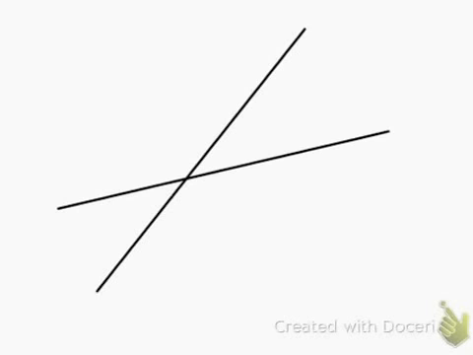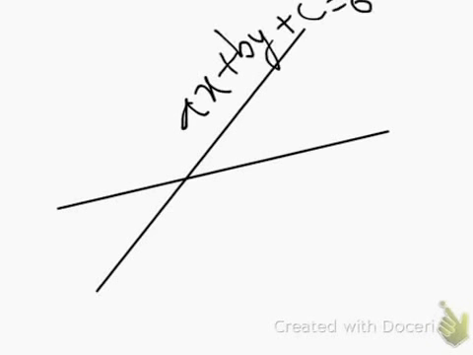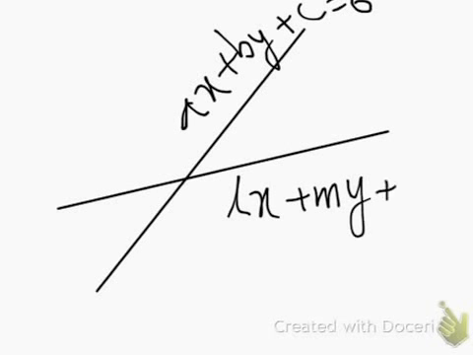Also, there is one more very important topic which is more important from the competition point of view, especially advanced point of view, called the equation of the bisectors of the angles between the lines. Now let us consider we have two lines and the equations are as follows. We have here ax plus by plus c is equal to 0, and here we have lx plus my plus n equal to 0.